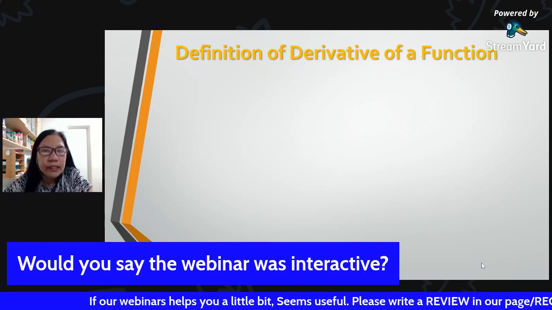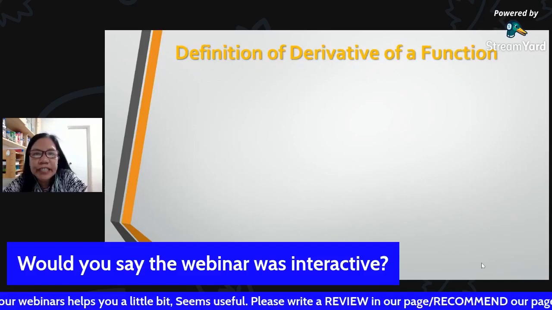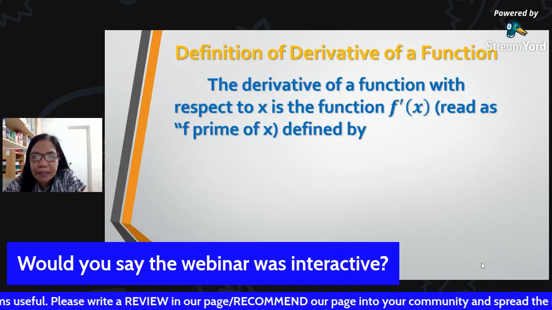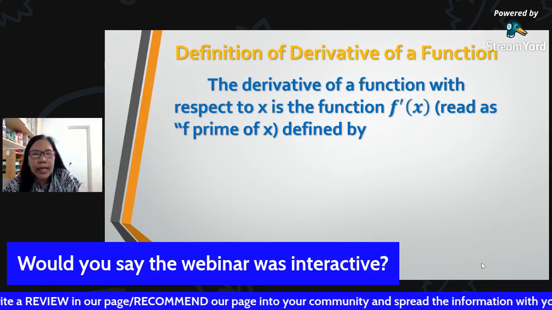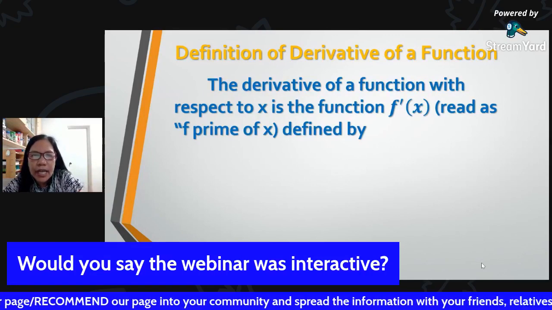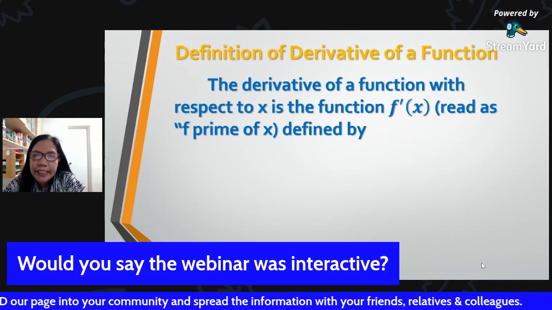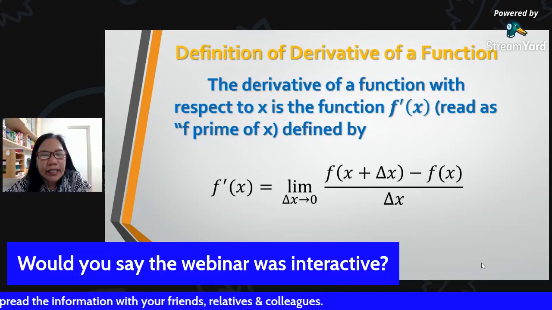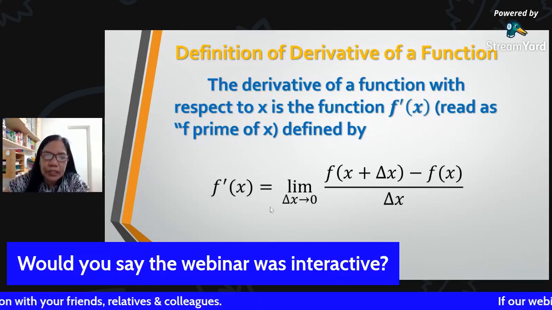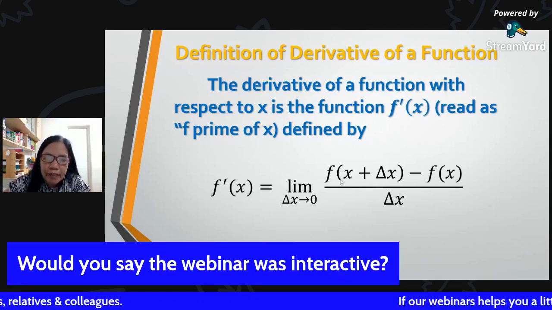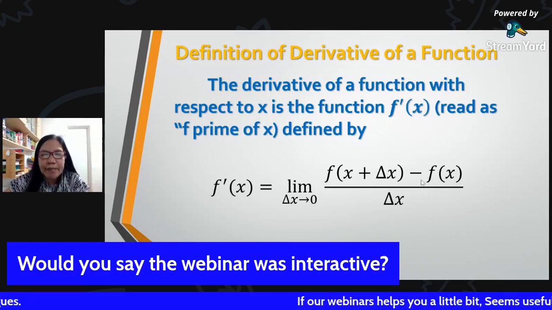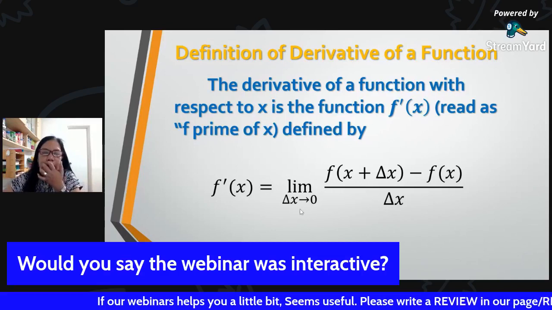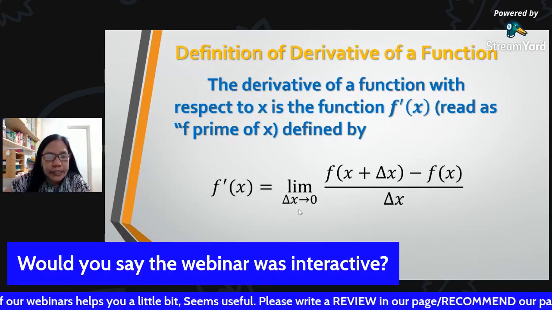So let's take a look at the definition of the derivative of a function. The derivative of a function with respect to x is the function f prime of x defined by this definition. So look at this. We have the limit of f of x plus delta x minus f of x, over delta x, as delta x approaches 0.